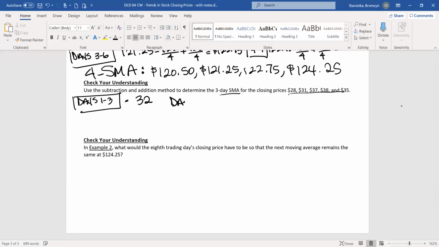Days 2 through 4. Well, we take that average of 32. We subtract out the first. That's going to be 28 divided by 3. And we're going to add in the next, which is 38 divided by 3. And that's going to give us $35.33.